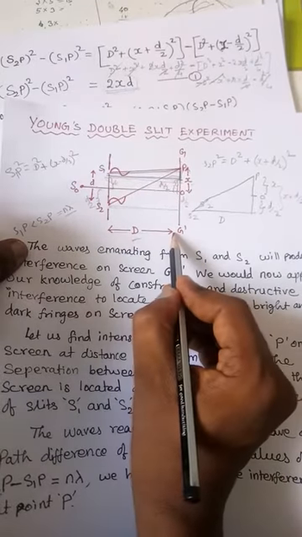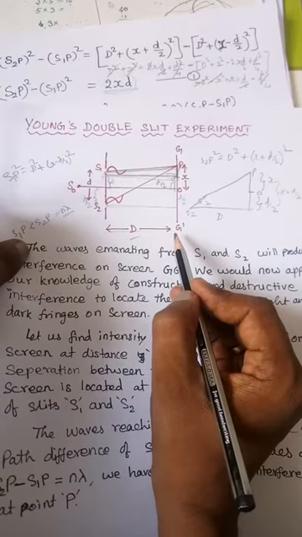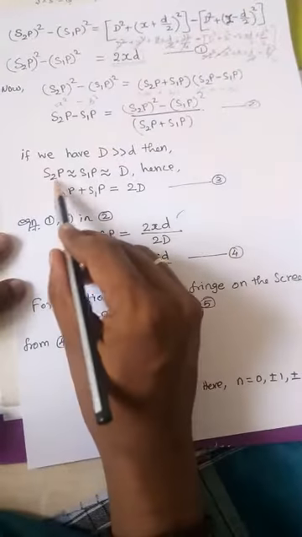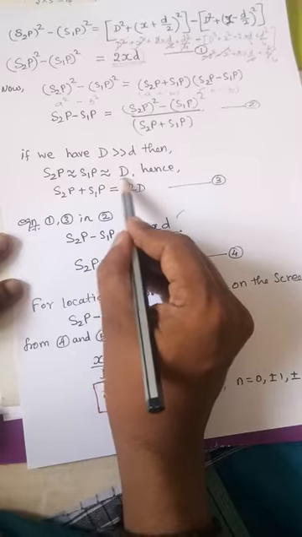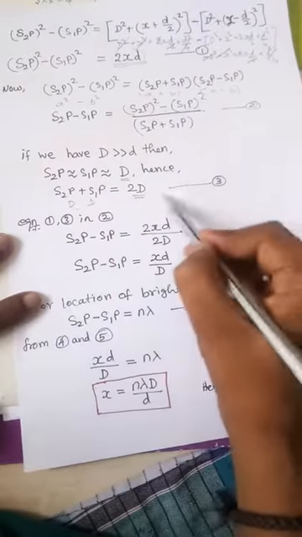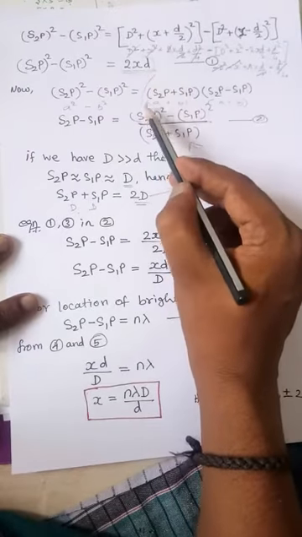There is only a slight difference, but we neglect that small variation. So you take both as the same distance, D only. According to the concepts, S2P and S1P are approximately equal to D. So D plus D is nothing but 2D. Now substitute the value 2D in the denominator, and 2xd in the numerator.